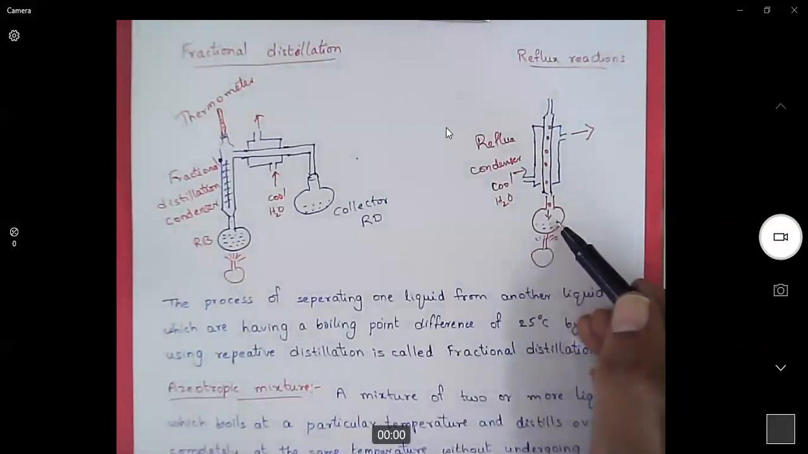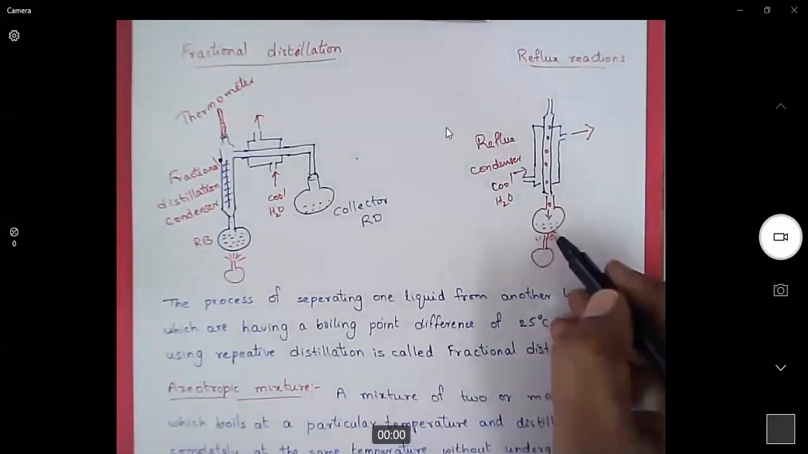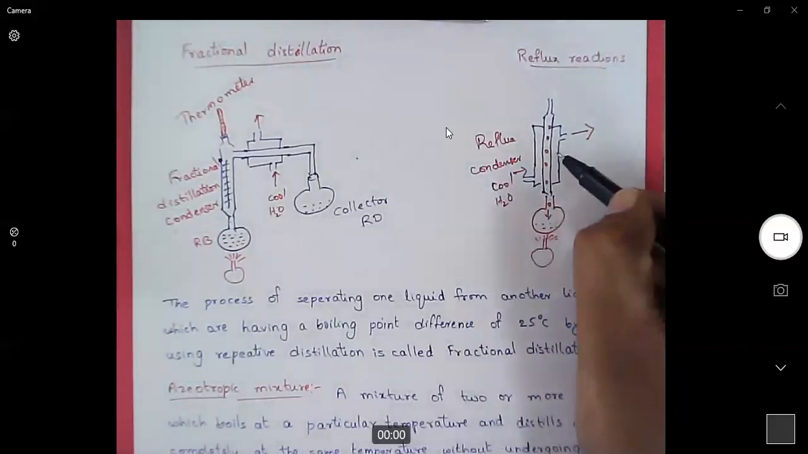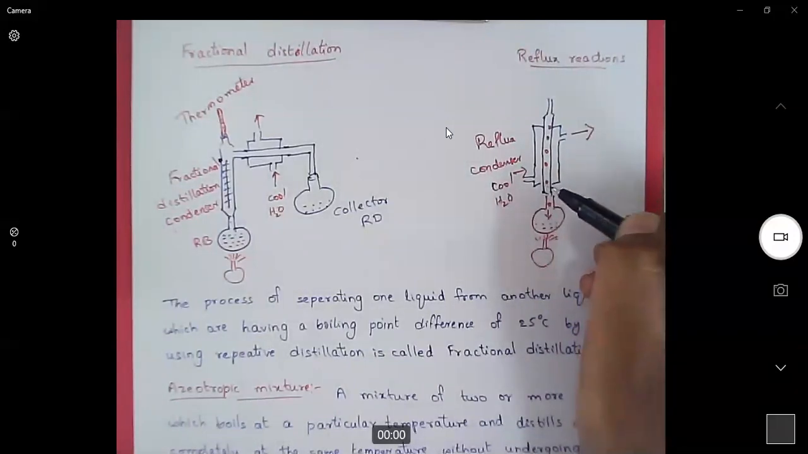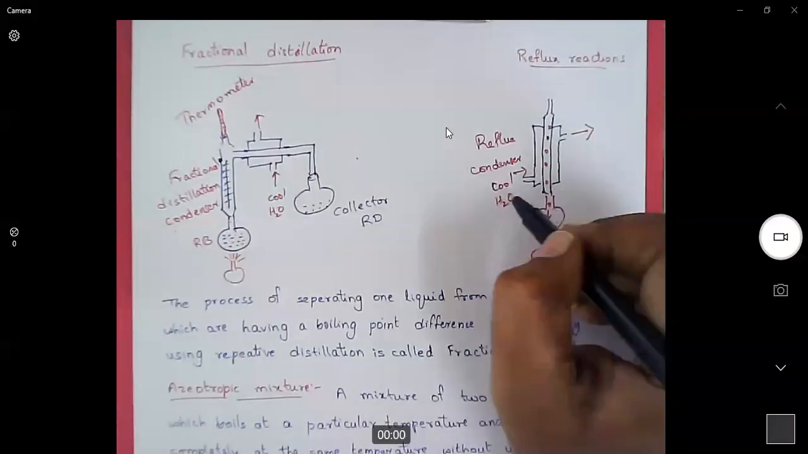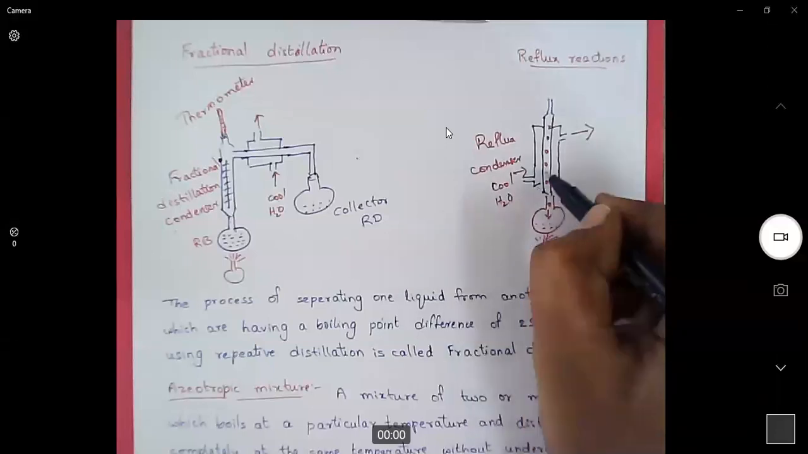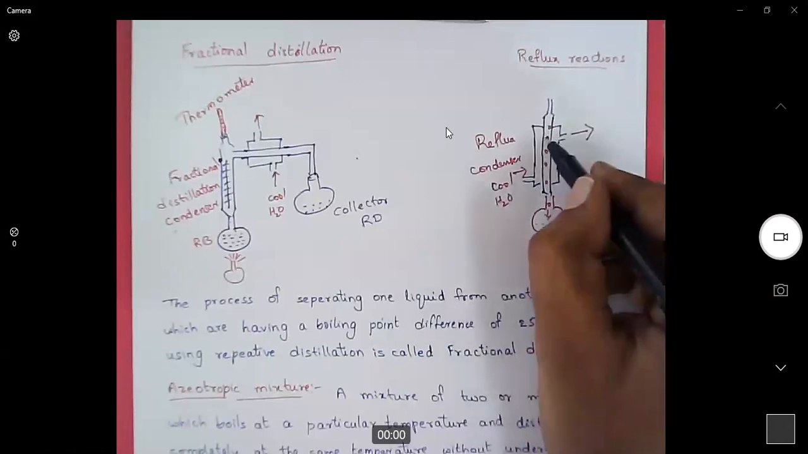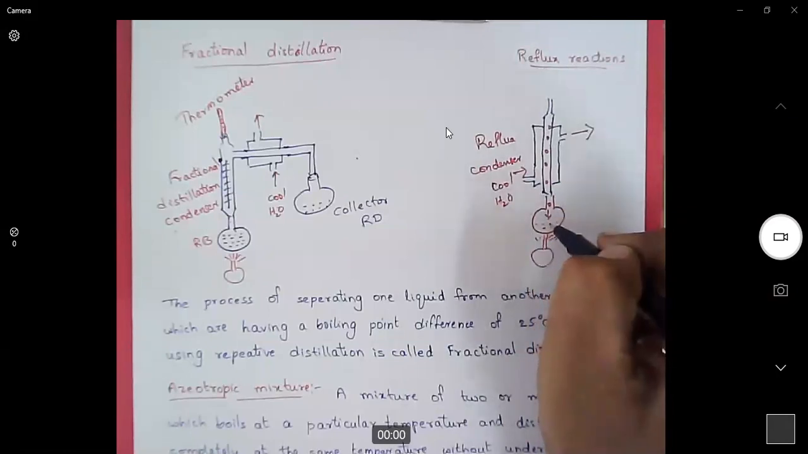So in order to minimize the loss of solvent due to evaporation, we will add a reflux condenser. We also have this in our chemistry lab. You can see it when you visit the lab next time. When we add a reflux condenser and circulate cool water through it, the vaporized compound will again condense in the reflux condenser and come back to the reaction mixture.